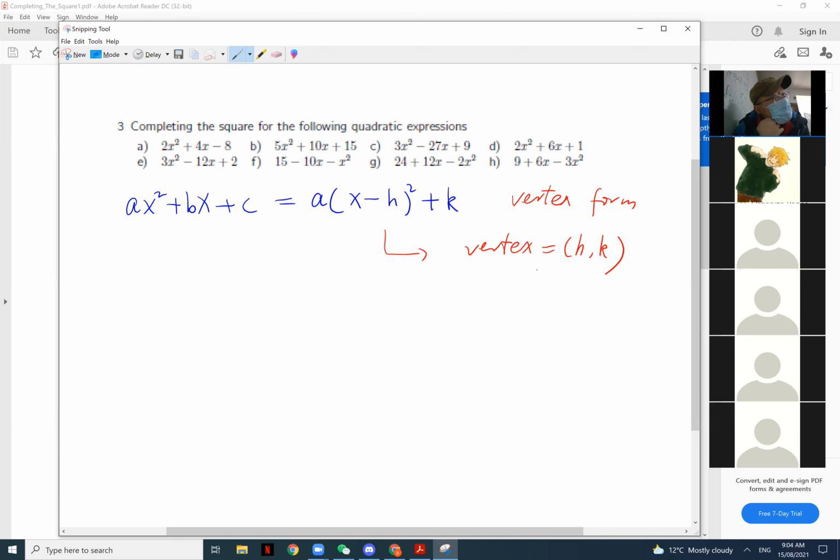IB is pretty interesting here. In IB, they gave you the formula for h. They told you h equals negative b over 2a. That's in IB, they gave you this formula. Let's take an example of why the IB formula works.